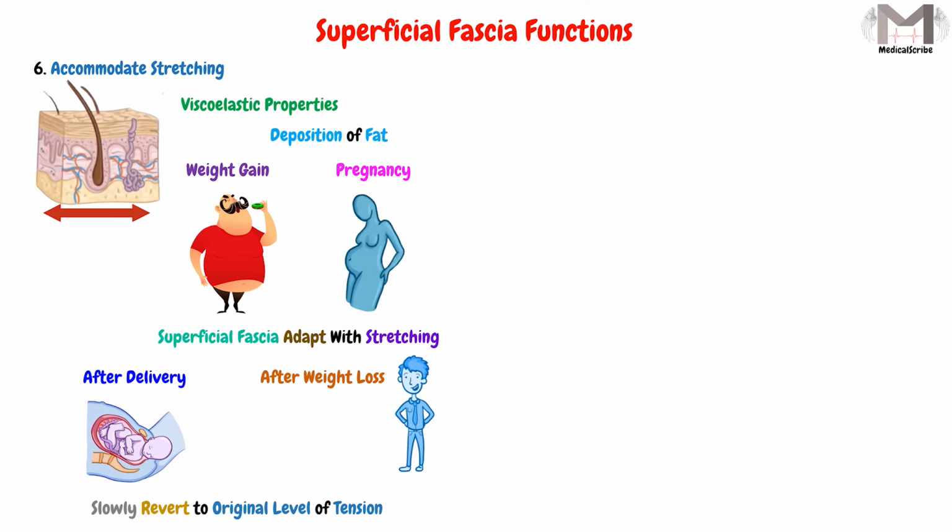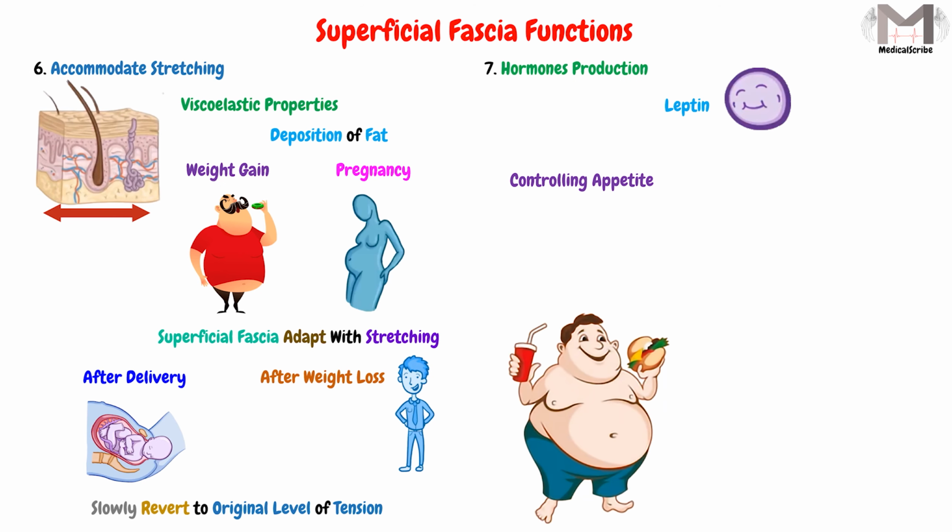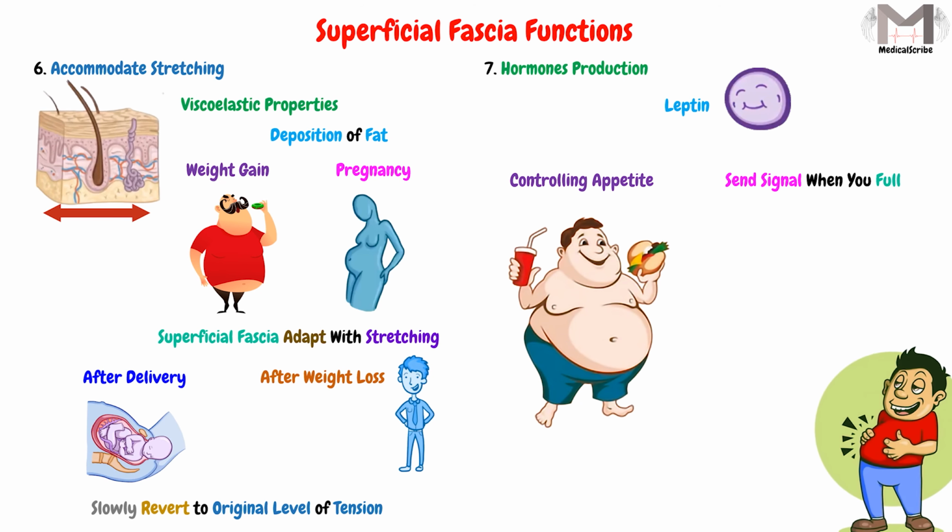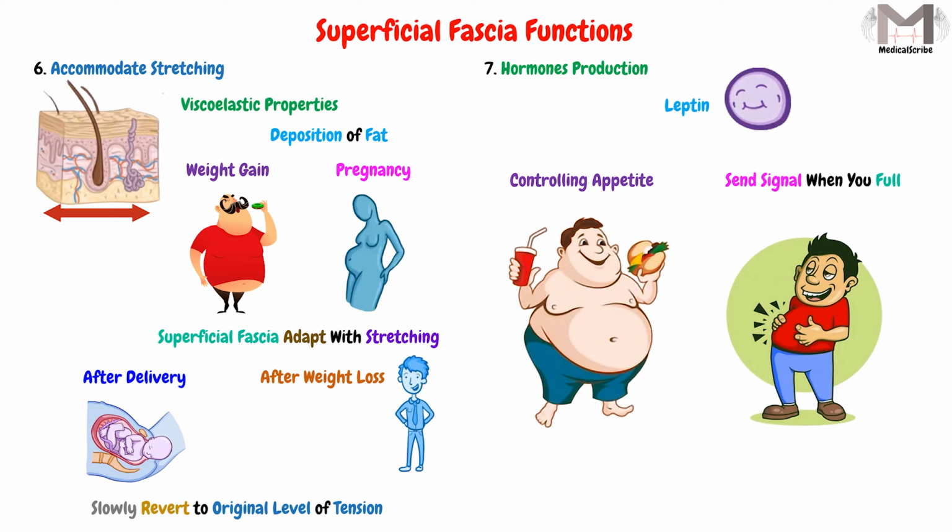The last function of the superficial fascia is that the fat cells in this layer will produce hormones, such as leptin. This hormone will help in controlling appetite and send a signal when you are full. So these are the most important functions of the superficial fascia. And that's it.